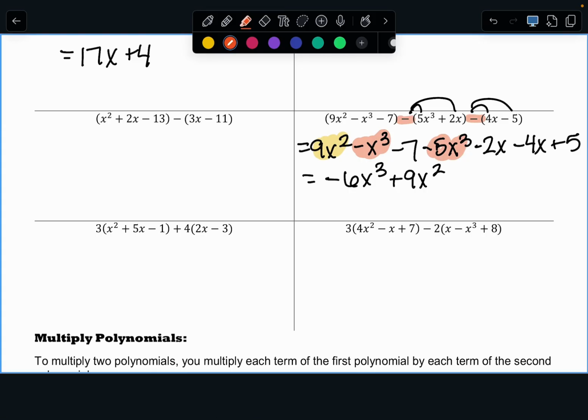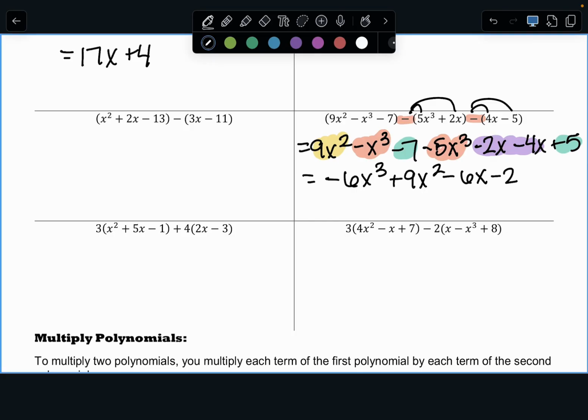Now we handle our x's. Negative 2x minus 4x, negative 6x. And then the constant term, negative 7 plus 5. Wasn't it negative? Oh, sorry. Yeah, we had to switch that sign. But yeah, negative 2. And that's it.